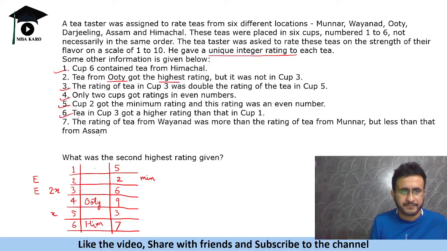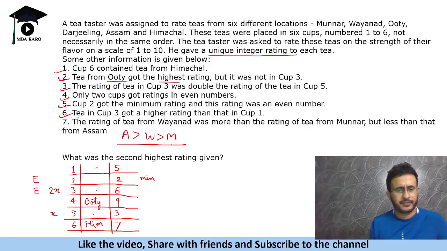Let us see this T thing. The rating of T from Wayanad was more than the rating from Munnar. So Wayanad is greater than Munnar, but less than that from Assam. So A greater than W greater than M. Now these three can come in any place, like A W M, A W M, so multiple possibilities, right? So we cannot determine this thing. So we can determine, yes, the rating of all 6 cups and the T's from 2 places, right?